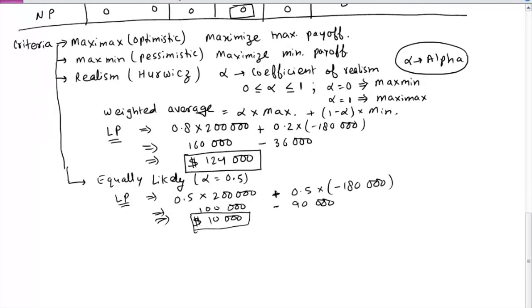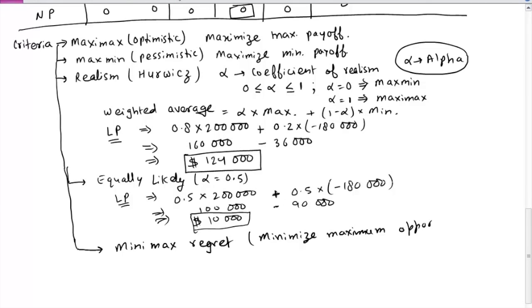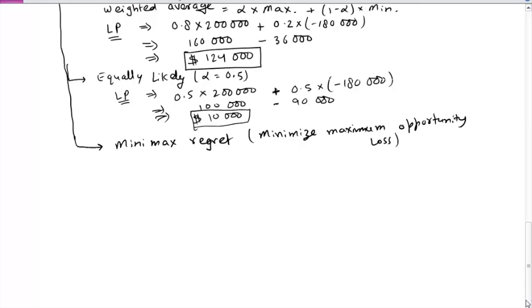Similarly, there is another criteria, and this is called minimax regret. So sometimes we are interested in minimizing maximum opportunity loss. To do that, we can remake the table. So we have these alternatives: large plant, small plant, no plant, and we have the state of the nature, SON. What we do is very simple.